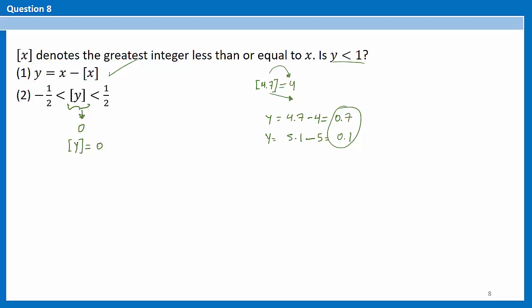And since this is true, and what the operator does is give you the number that is a little bit below what's inside, y must be a little bit above 0. So y must be between 0 and 1. Well, it could be 0 too. It's close here. But it's between 0 and 1. So is y less than 1? The answer is yes. So both statements alone are sufficient. That would be letter D.